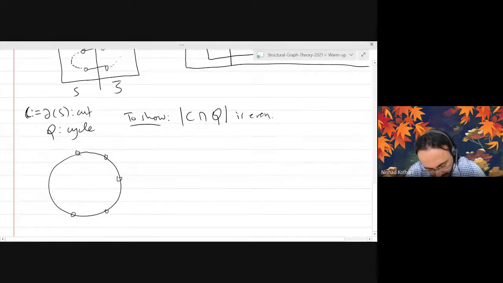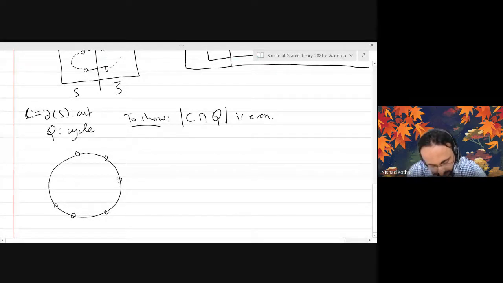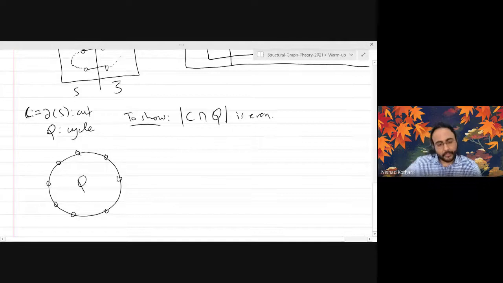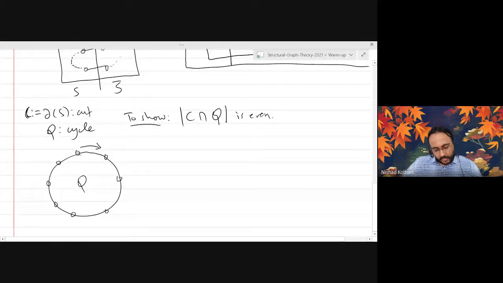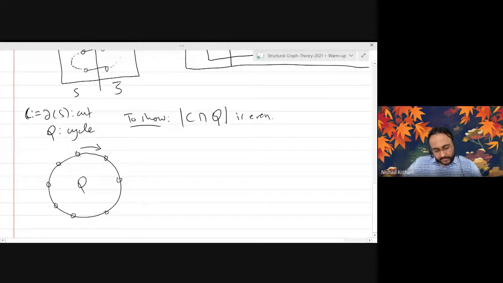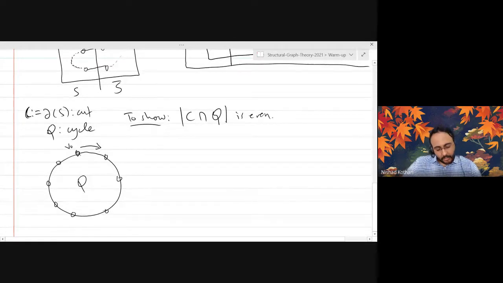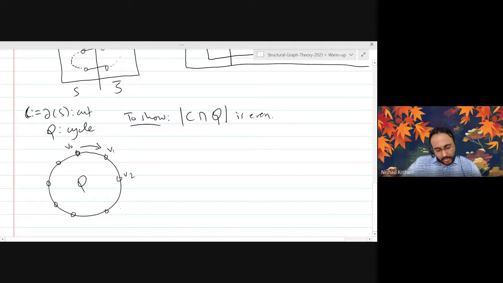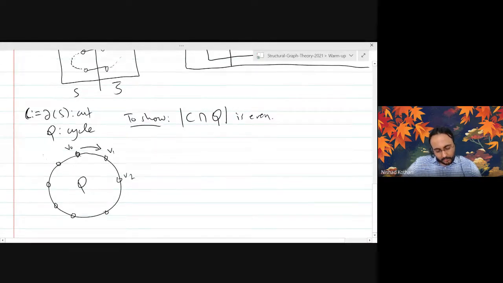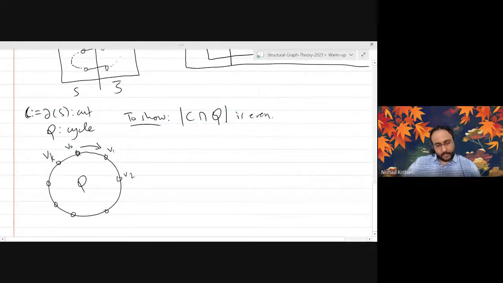I just want you to do the writing on your own. So this is your cycle Q. For a cycle, you can take a direction of traversal. You start from some vertex, your favorite vertex, call it V0, and you traverse the cycle in that direction, V0, V1, V2, all the way up to Vk, and then you come back to V0, right?